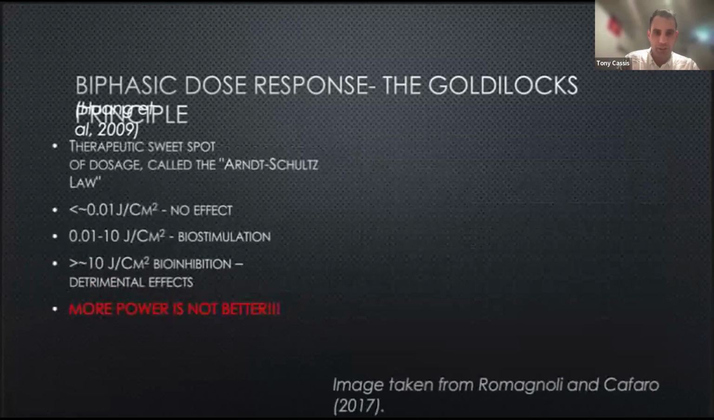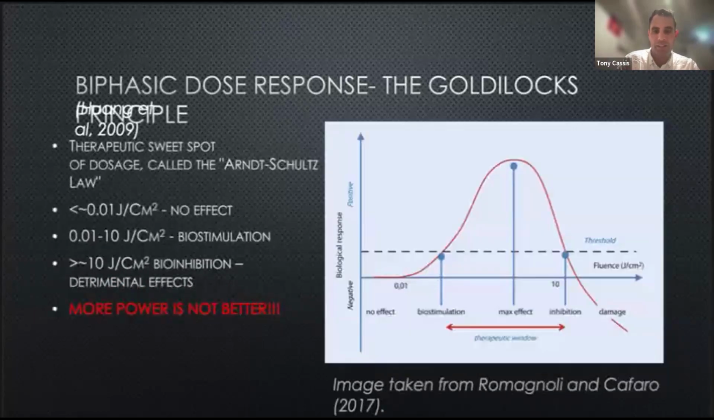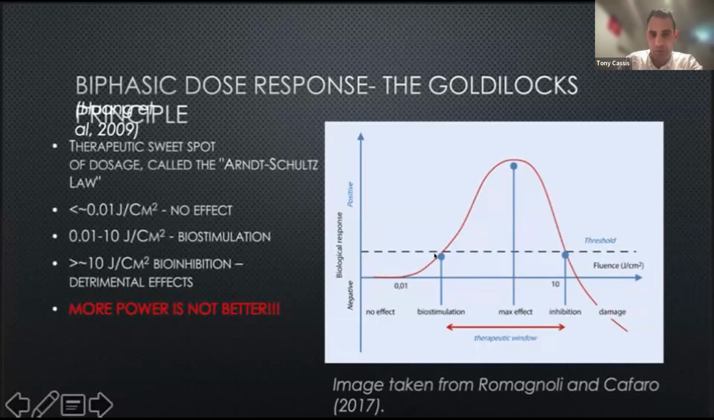Here's another slide. Hopefully you can see that picture. Same graph, just a little bit more clear. So again, at that 0.01 you get that biostimulation. That's where we start to get the real sweet spot. Depending on who you read, at 2 to 5 joules per centimeter squared, you start to get that big sharp drop off.